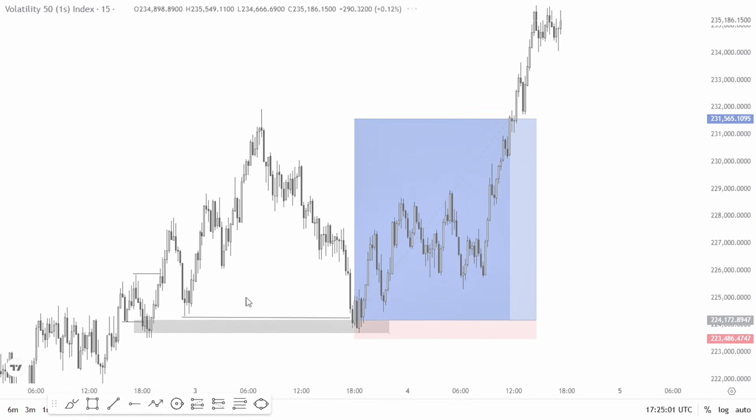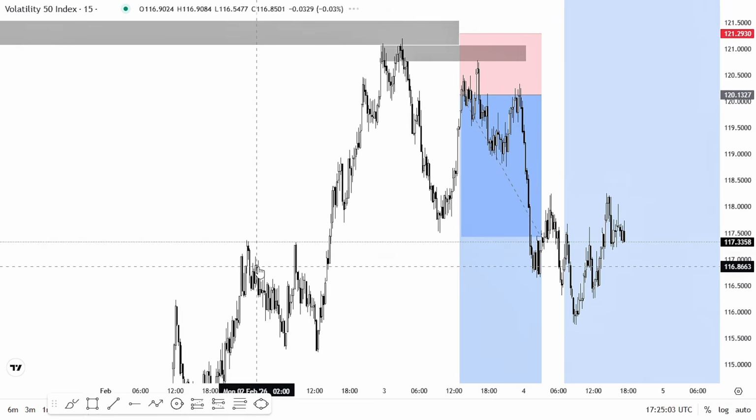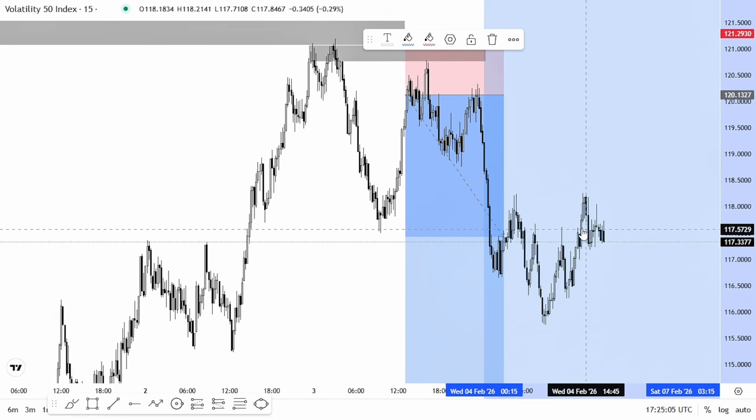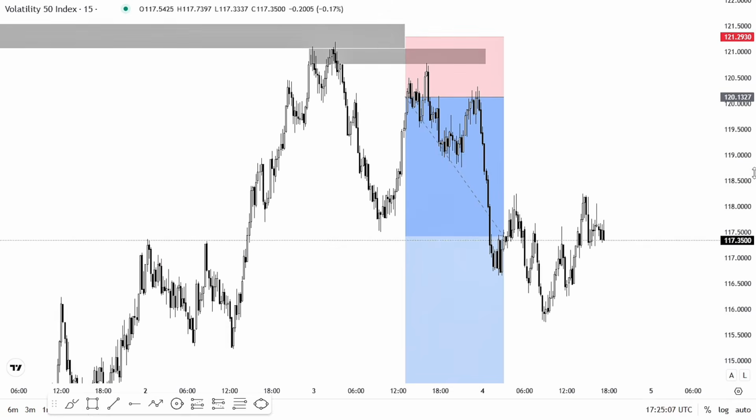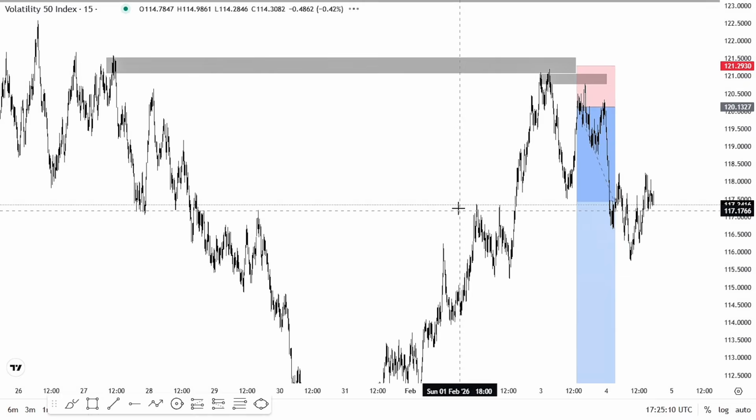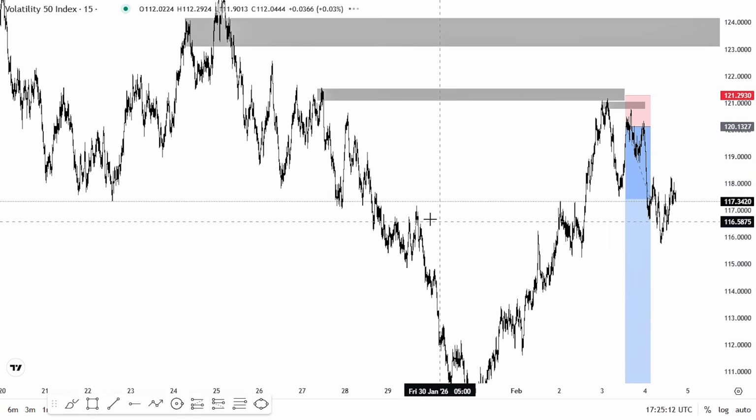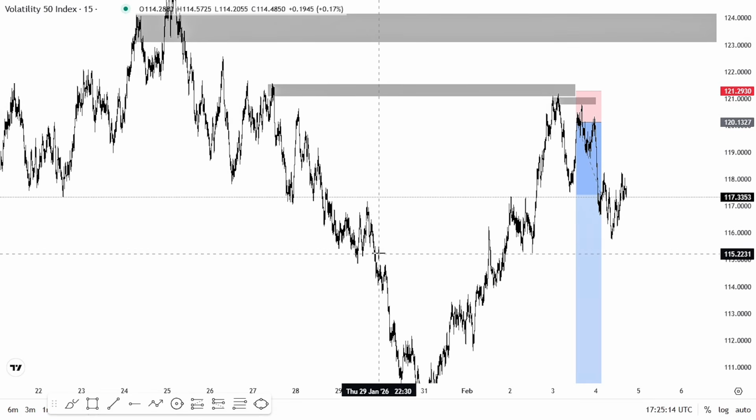Now let's look at the last one for today, which is the Volatility 50 index. Same thing applies here, but the reason why I like this one is because it provided a re-entry for me even after I had missed that original move.